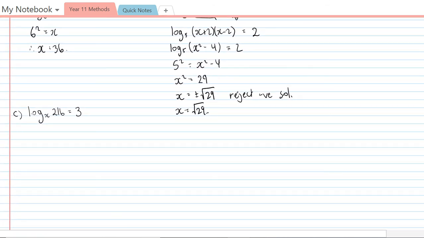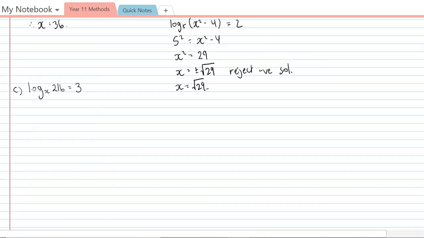And the third one, log x of 216 equals 3. So this means x to the power of 3 equals 216. And again, if you know your perfect cubes, then you'll know that x must equal 6.